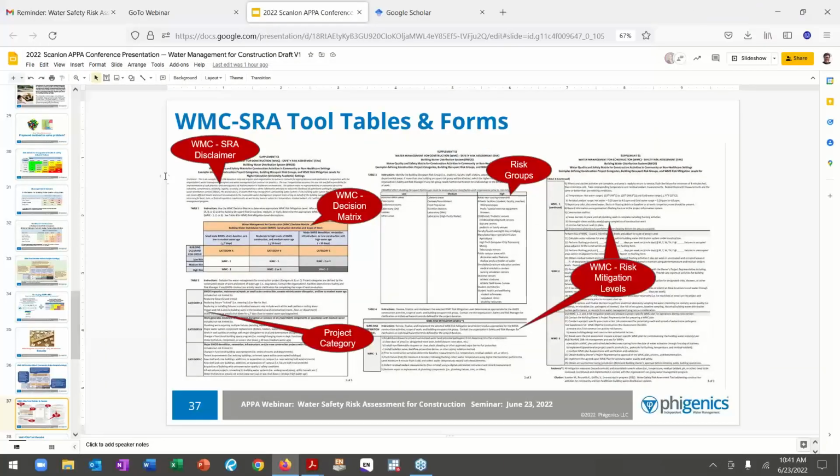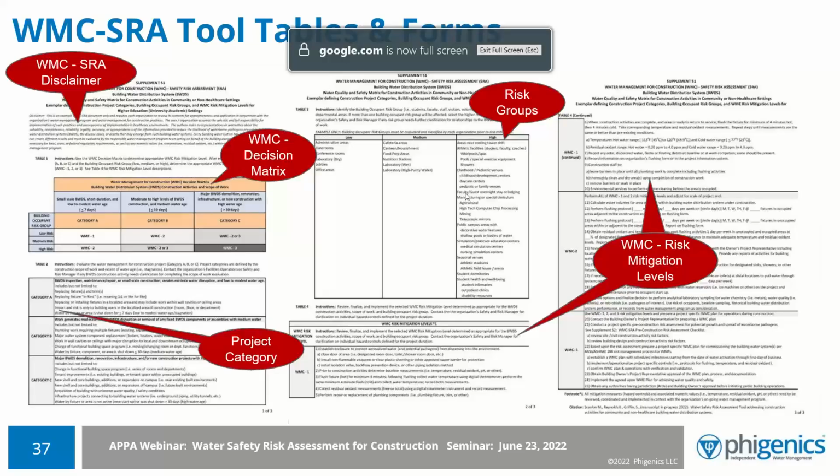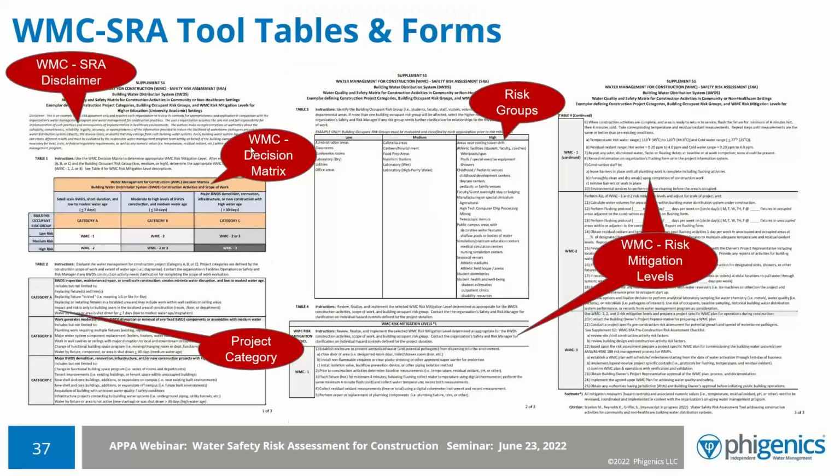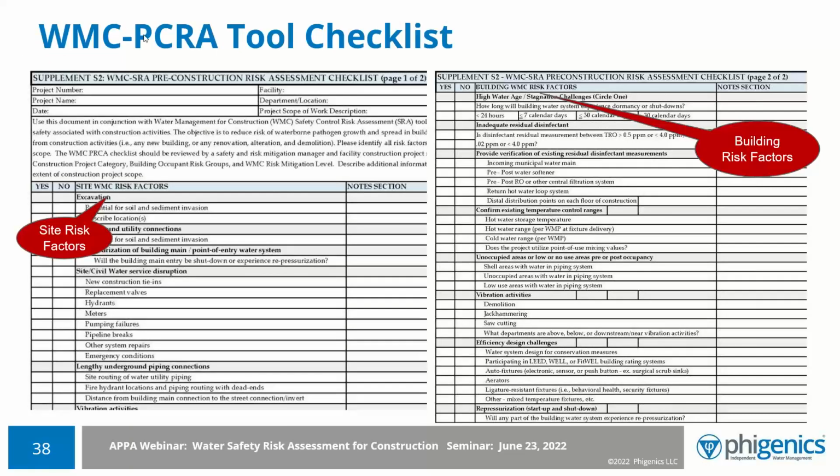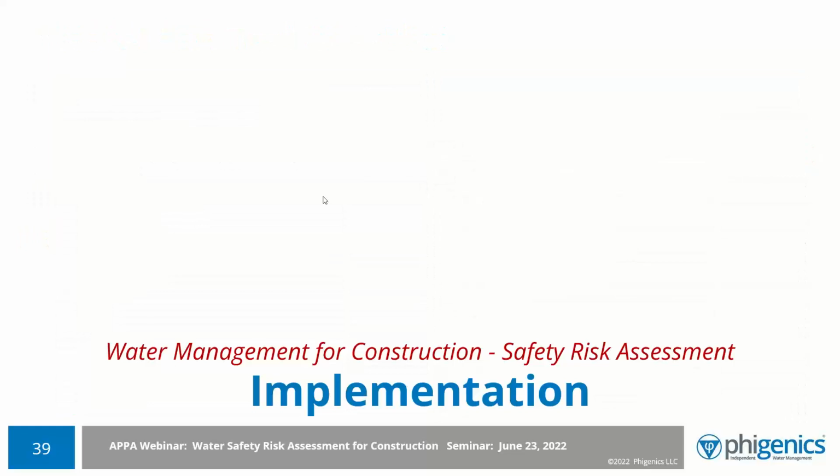Okay, so let's go back to our presentation mode and get back into our slides. We can finish up here. So this is the 3-page tool for safety risk assessment. This is the PICRA. That's what it's called in healthcare too. It's pre-construction risk assessment. It's the same risk assessment. It doesn't matter what building it is. So remember, there's the site factors, there's the building factors.